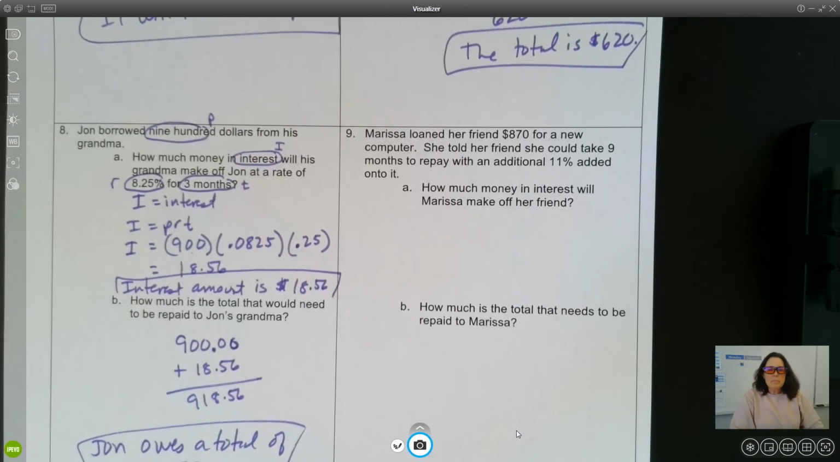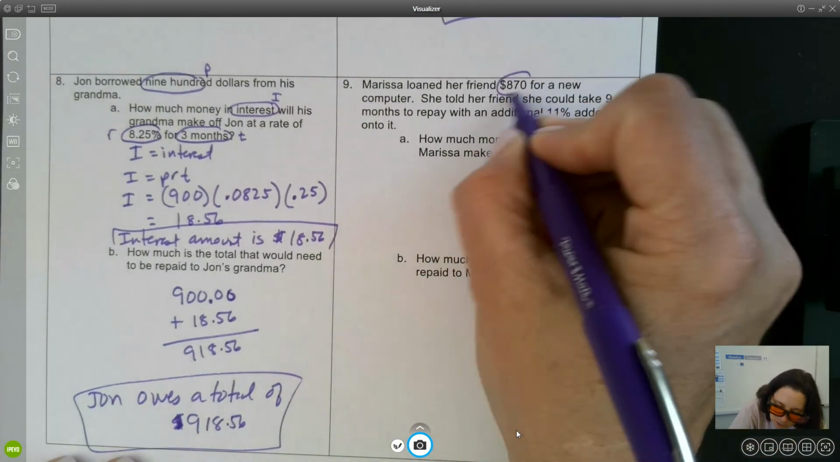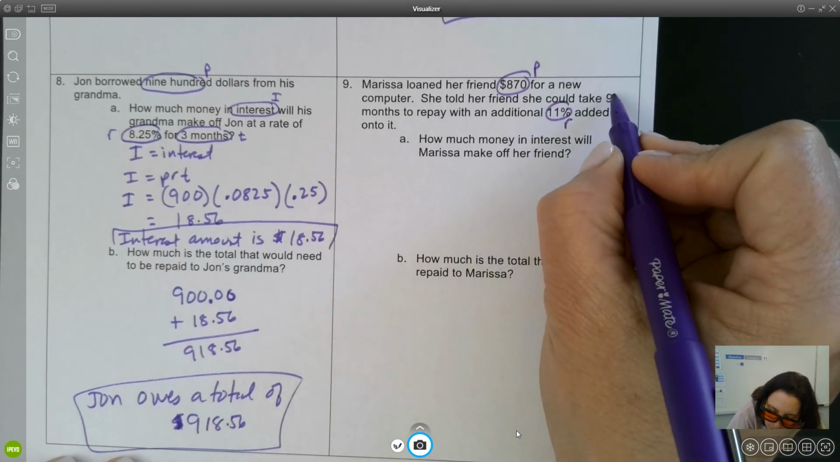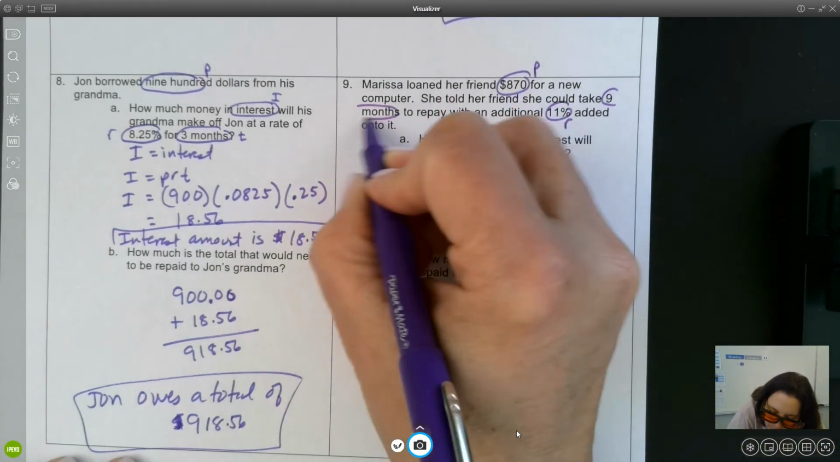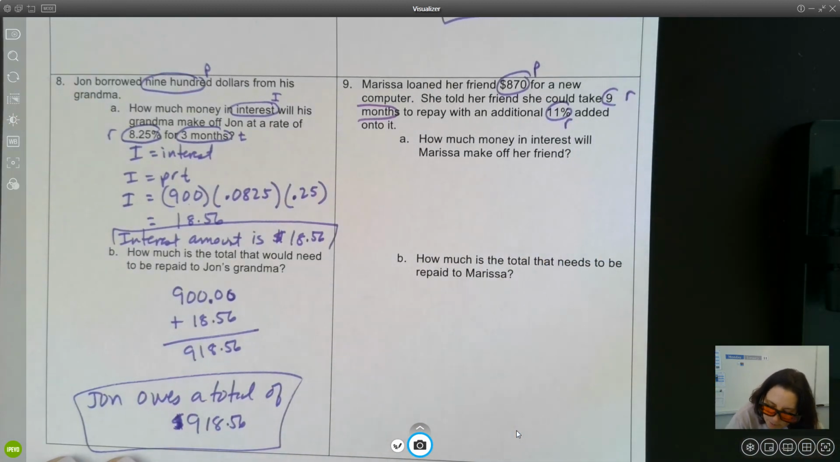All right, last problem, number 9. Marissa loaned her friend $870 for a new computer. She told her friend she could take 9 months to repay with an additional 11% added onto it. How much money in interest will Marissa make off her friend? Okay, so that's the P. That's the R. 9 months, be very careful. That's the rate, but it's in months.